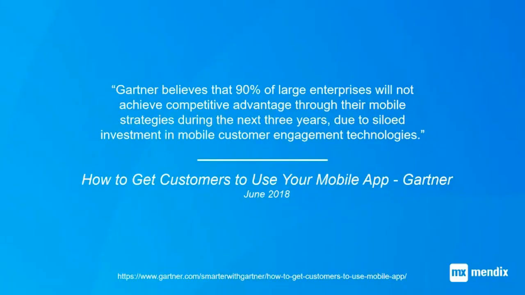And this is becoming a challenge. And Gartner sees that 90% of all large organizations are not leveraging their mobile strategy. And there's one good reason, and that's because they're siloing their investment in mobile development. They're taking each of these particular mobile applications or mobile devices they need to cater for, developing them in different technology, and not having a single strategy to cover each of those devices.